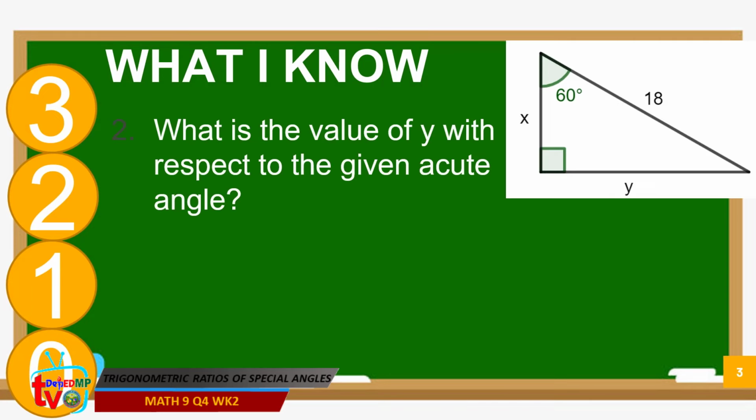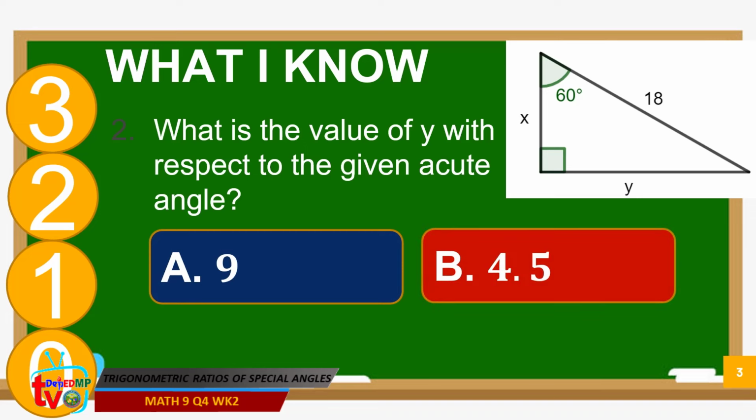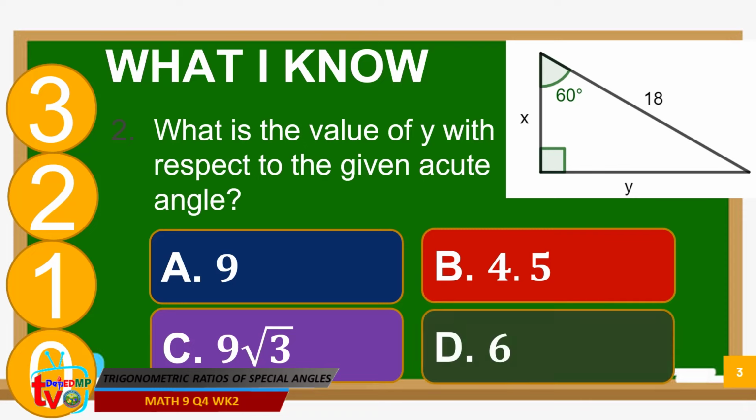Question. What is the value of y with respect to the given acute angle in the figure? A. 9, B. 4 and 5/10, C. 9 the square root of 3, or D. 6.